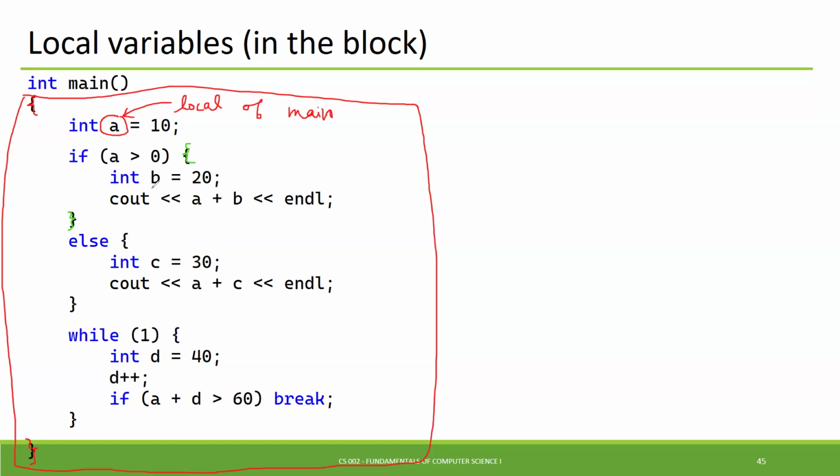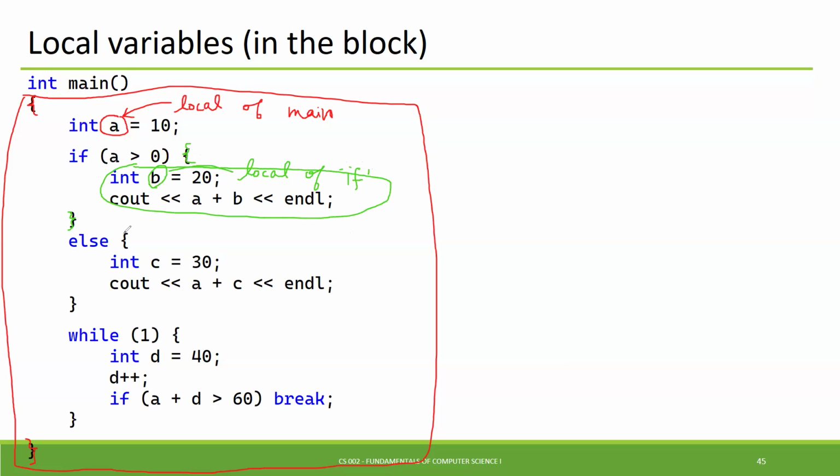Inside the if, I create B, okay? Then this B is local to the if statement. This is a local variable of the if statement. This means that B can be used only inside here.